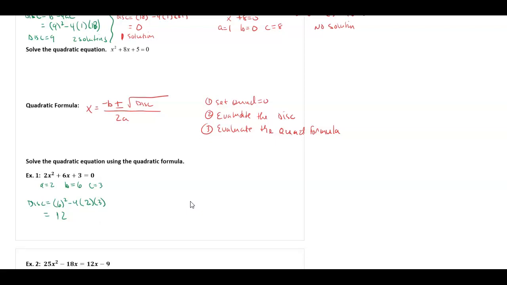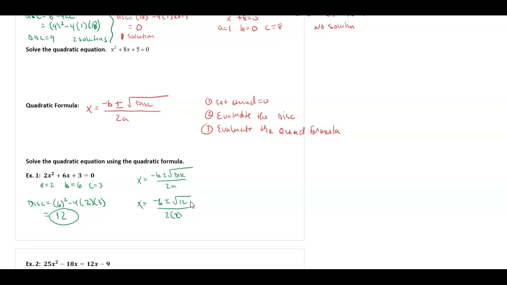So now how do I find the solutions? Well, we use x equals the opposite of b plus or minus the square root of that discriminant, all over 2a. So right away, if b is 6, remember we take the opposite of 6, which is negative 6, plus or minus the square root of, we already said the discriminant was 12, all over 2 times a, which is 2. Sorry.